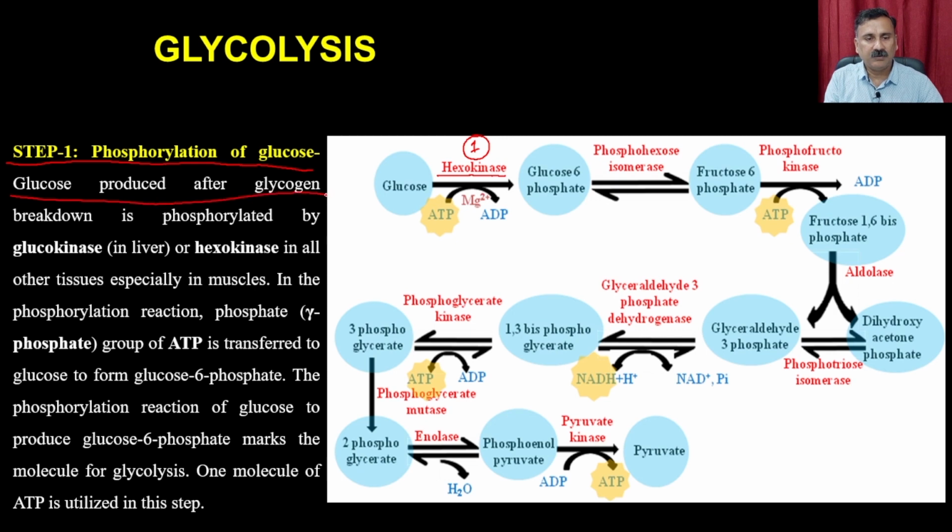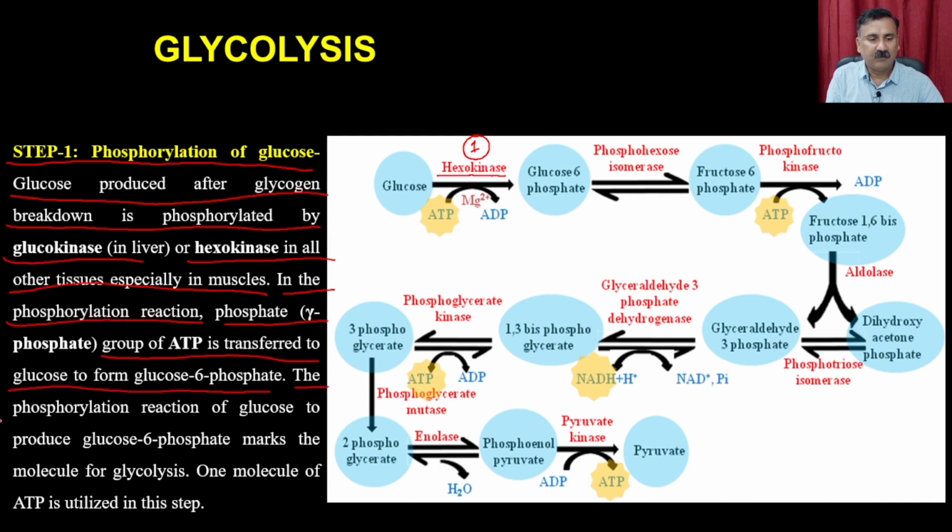So glucose produced after the glycogen breakdown is phosphorylated by the glucokinase or the hexokinase in all other tissue, especially in muscles. In the phosphorylation reaction, the phosphate group of ATP is transferred to glucose to form glucose 6-phosphate. The phosphorylation of glucose produces glucose 6-phosphate, and it marks the molecule for glycolysis, which means that as soon as the glucose 6-phosphate is produced, it commits this particular glucose molecule to glycolysis.